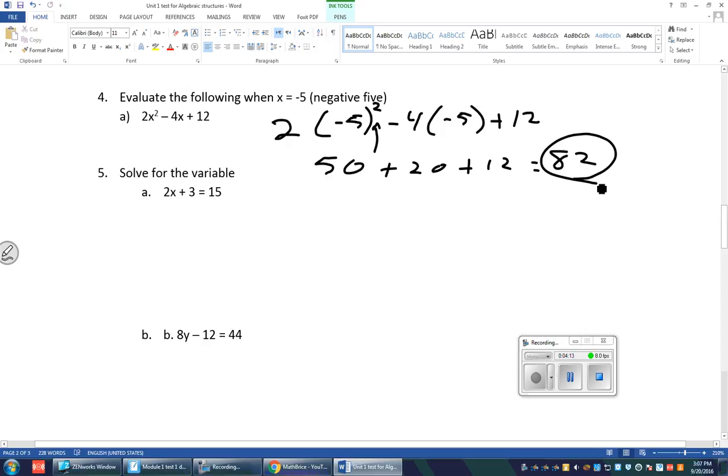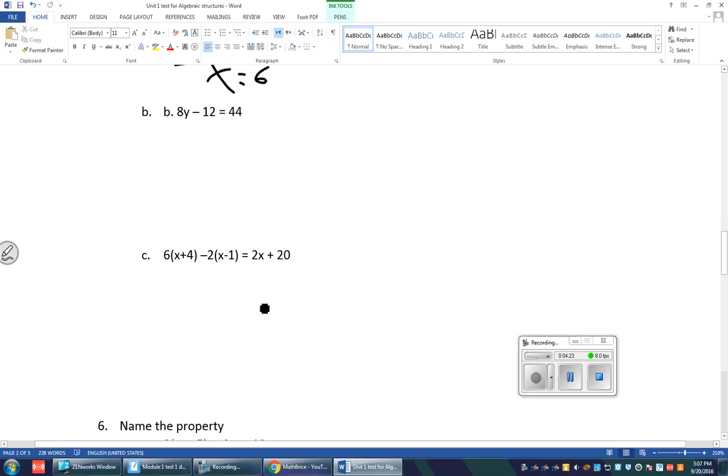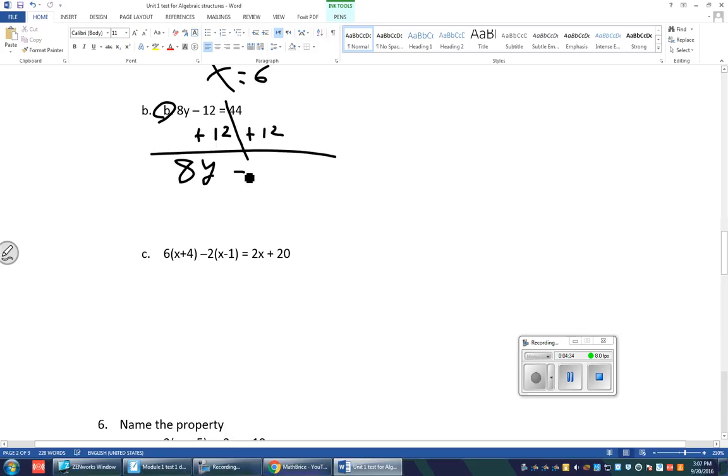Solve for the variable. Let me see. Subtract 3. 2x equals 12. Divide by 2. X is 6. If I'm going too fast, you can always rewind. Add 12. Looks like I stuttered there. Sorry about that. Add 12. I get 8y equals 56. Divide both sides by 8. Y is 7.